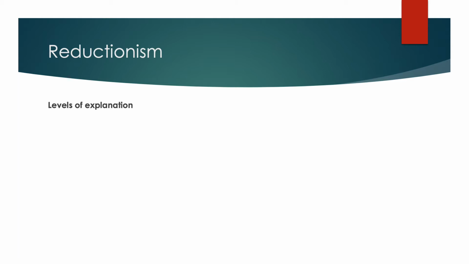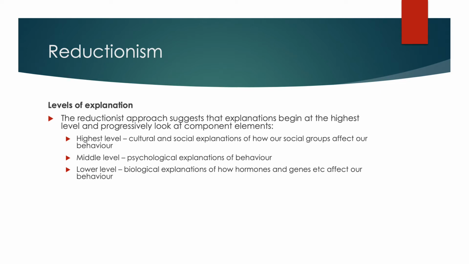So, levels of explanation. The reductionist approach suggests that explanations begin at the highest level and progressively look at component elements. So at the highest level, we have cultural and social explanations, and this is how our society and our culture affects our behaviour. Within the middle level, we have psychological explanations of behaviour, and then at the lowest level, we have biological explanations. So how do hormones, genes, neurotransmitters, all that lovely stuff affect our behaviour? And for 3 marks for that question, you would have to mention each of these levels and say what goes into each.